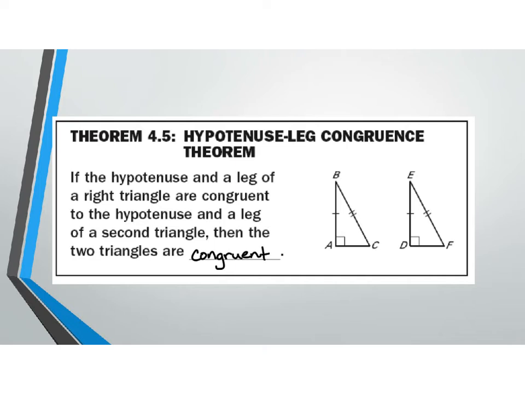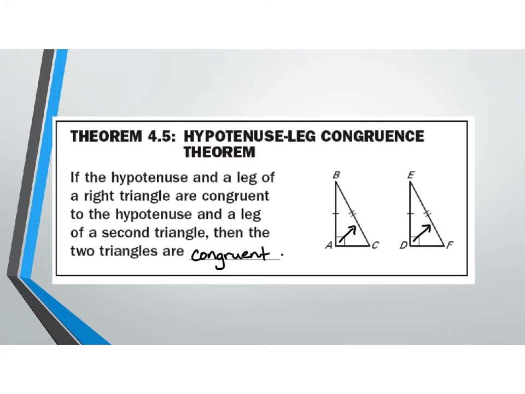Okay? So if you don't remember right triangles and what a hypotenuse and what a leg is of them, let's look at that real quick. So hypotenuse is going to be the longest side of the triangle, or you can look at it as the side that's opposite of the right angle.